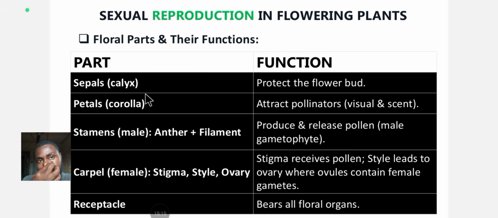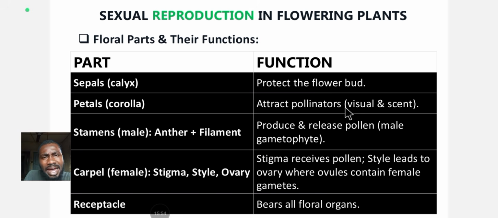The first we have here is the sepal, and sepal is also known as calyx, okay? And sepal, what is the function? It protects the flower bud, okay? It protects what? The flower bud. The second we have here is the petal, and the petal is also called corolla, all right? And what does the corolla do? What's its function? It attracts pollinators. It has a flamboyant appearance, okay?